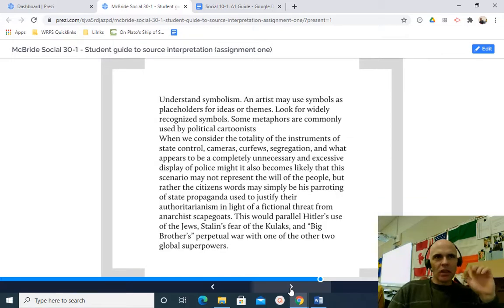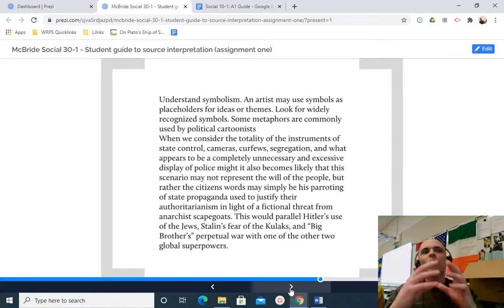Understand symbolism. An artist may use symbols as placeholders for ideas or themes. Look for widely recognized symbols. Some metaphors are commonly used by political cartoonists.